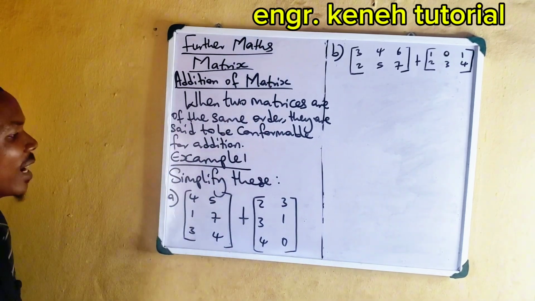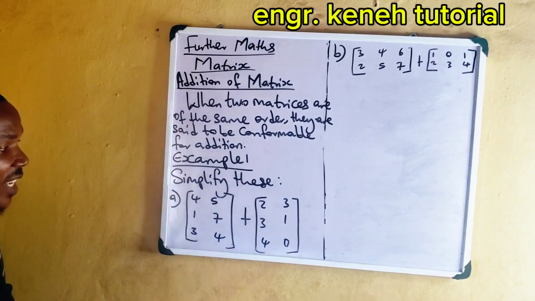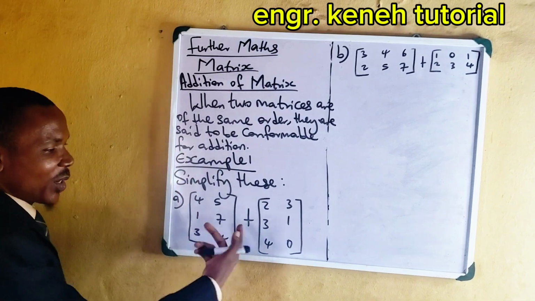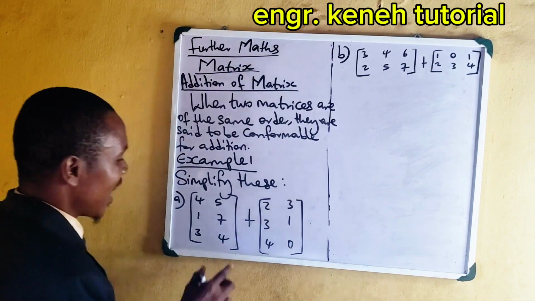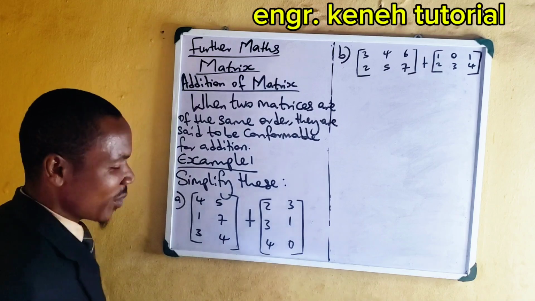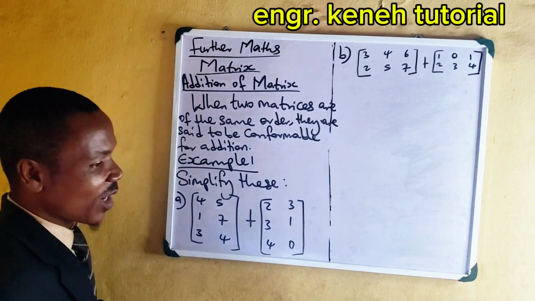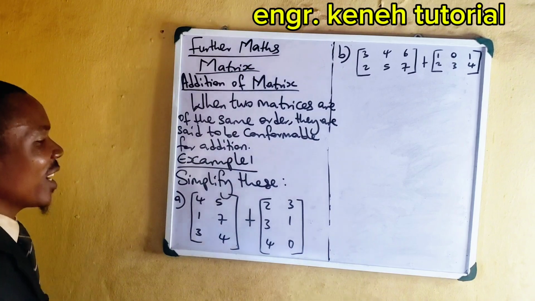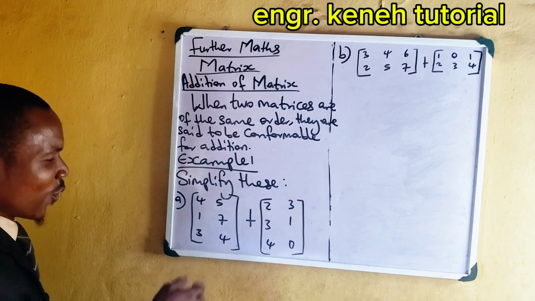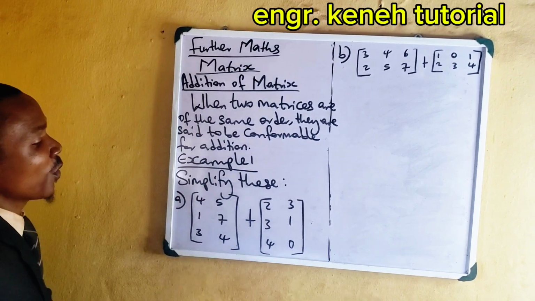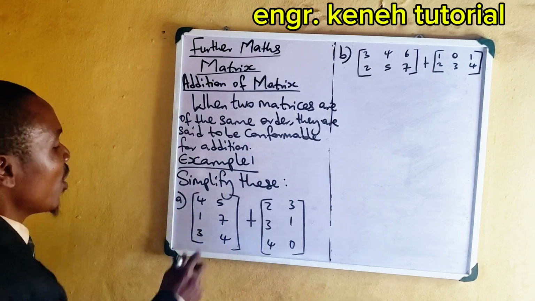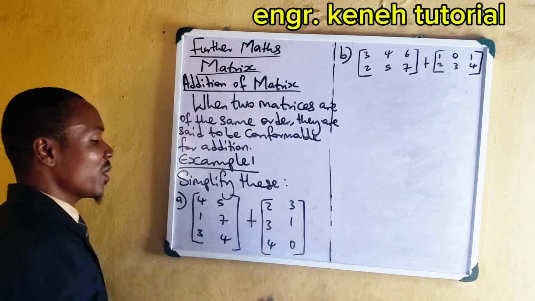All right, we have example 1. Example 1 says, simplify this. When you look at this now, we are talking about what? Addition. Addition of this matrix and what? This matrix. First of all, you ask yourself, are they conformable? They are conformable. Why? Because the number of rows you have here is equal to the number of rows you have here. The number of columns you have here is equal to the number of columns that you have here.